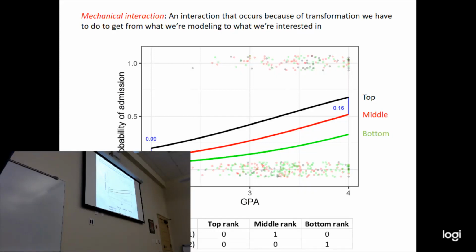The reason you get them is this fact that you have to translate what's modeled into what you want to understand. It means that odds ratios that sound very impressive might not be impressive in terms of what you want to understand.